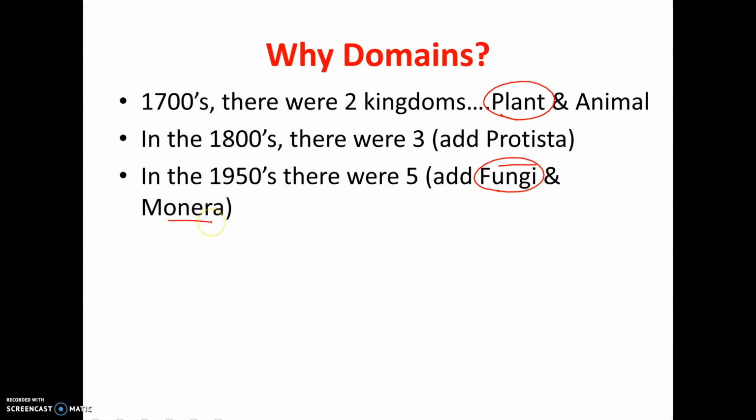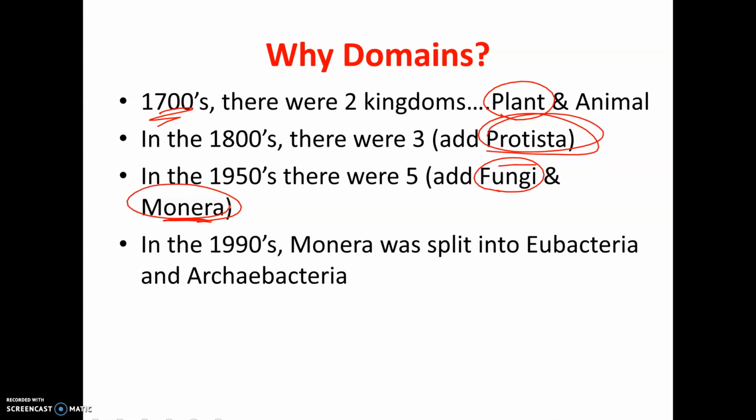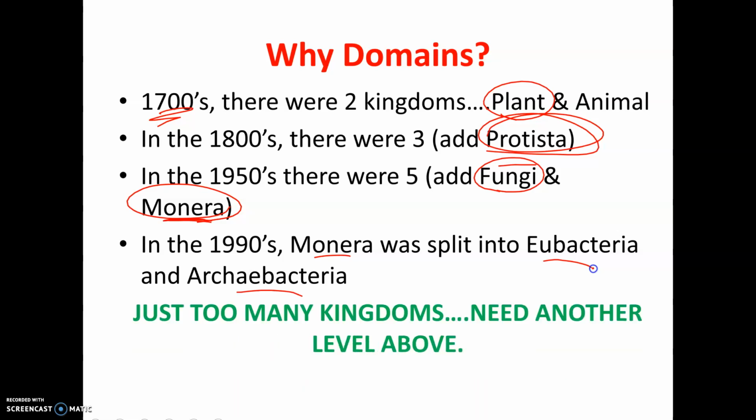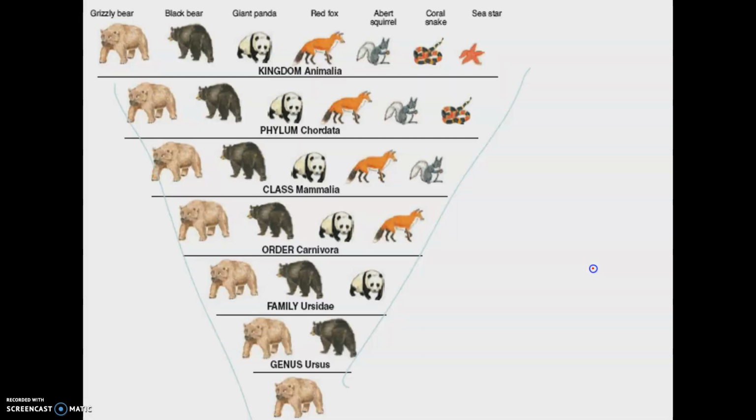And we also included Monera. This is your prokaryotic bacteria, which we didn't know about back in the 1700s because the microscopes wouldn't allow us to see them. But once we had better microscopes, we knew that protists have a nucleus, bacteria don't. So they became a kingdom. And then in the 1990s, they split Monera, which is the bacterial kingdom, into two groups, Archaebacteria and Eubacteria. And when they did that, it was like, well, now we're up to 7 kingdoms. We kind of need a level above that. And so that's when they came up with domain.